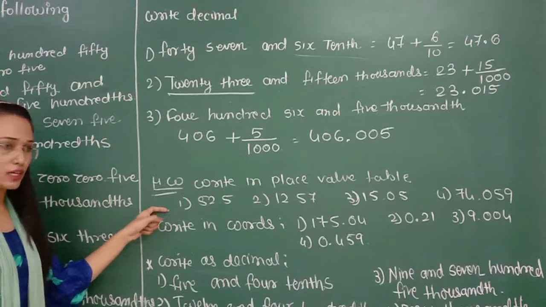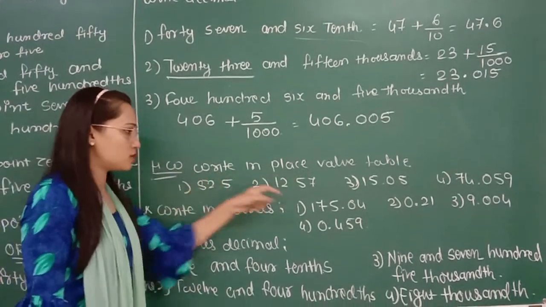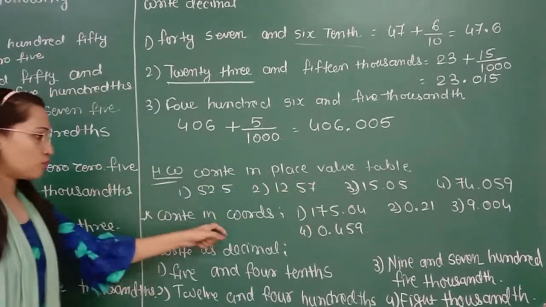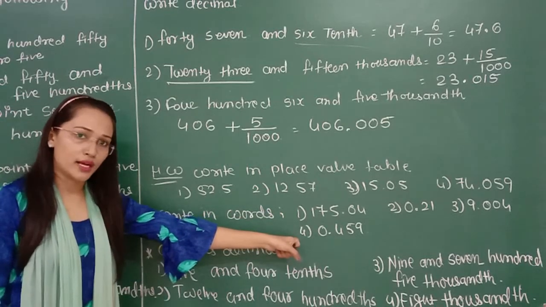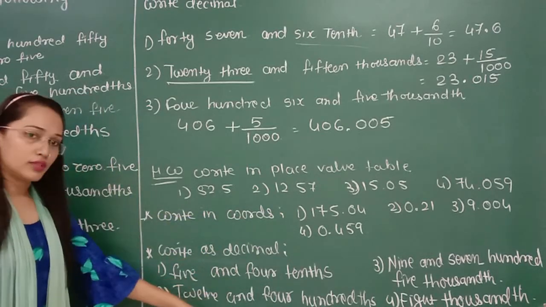Here some examples are given. Write place value table for these 4 numbers. Write in words. So 4 numbers are given and you need to write the words. Here number name is given.